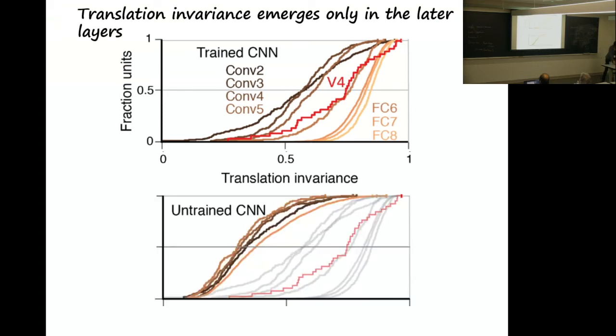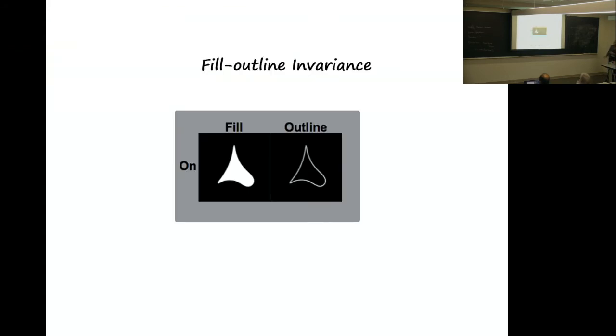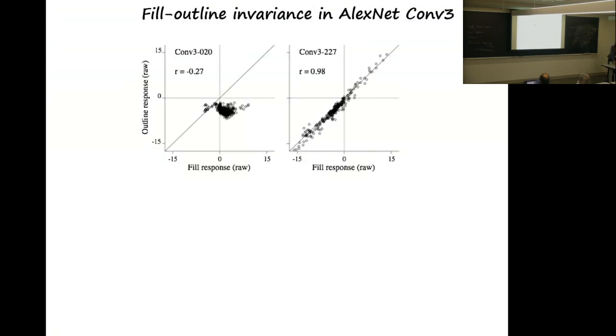Another constraint we put in was the fill outline. This is training, I won't go there. Fill outline invariance: do units in deep nets have the same fill outline invariance? V4 neurons overwhelmingly don't. And the question is, what about units in deep nets? It turns out that most of the units look like this one here, where the responses to fill and outline stimuli are highly, highly correlated. So deep nets deviate from V4 neurons in terms of their fill outline invariance.